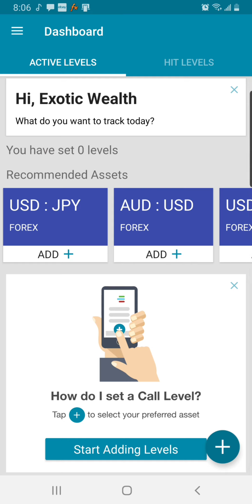Because these apps will literally alert me whenever price hits where I want it to hit, meaning it's going to be in an overbought zone or in an oversold zone. So I'm going to get more into that within the video.